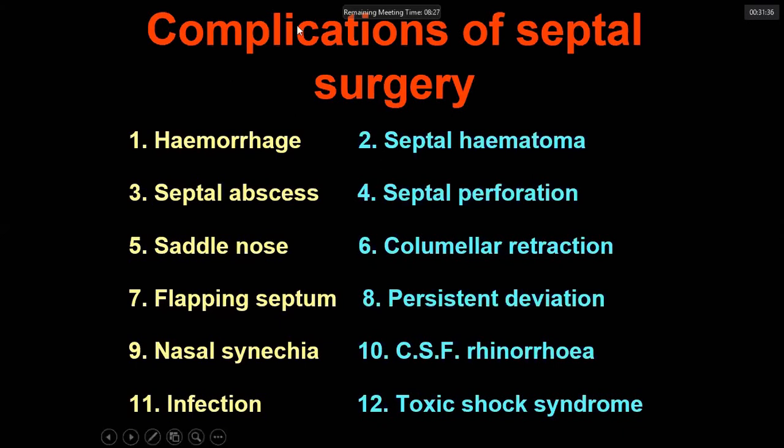So commonly with any surgery, we have hemorrhages and there can be septal hematoma. Okay, we have another slide today. We're going to talk about septal hematoma too. Then there can be septal abscess, okay? Then septal perforation, the saddle nose. If you remove all the cartilage, there is a cartilage down here, then the nose can droop. Then there can be saddle nose. Similarly, columellar retraction, the flapping septum, persistent deviation, nasal synechia.